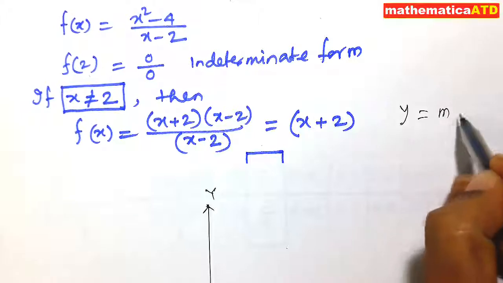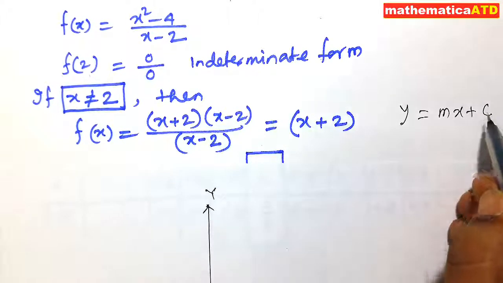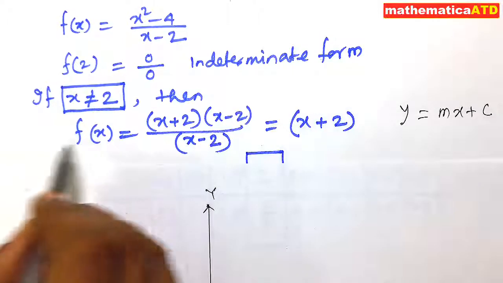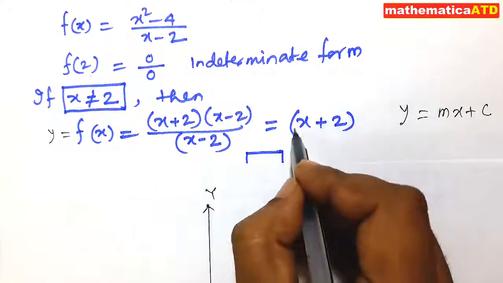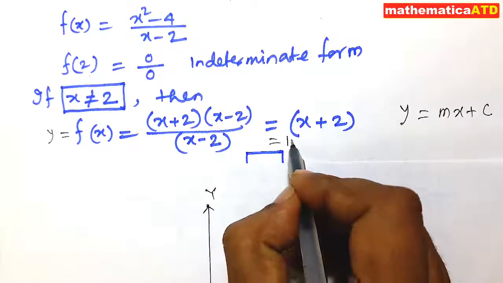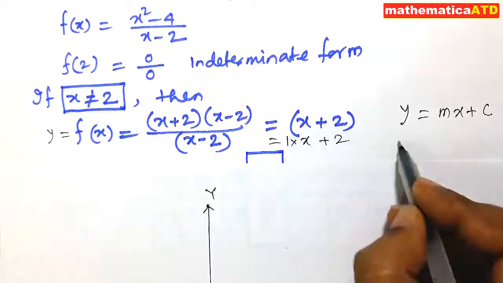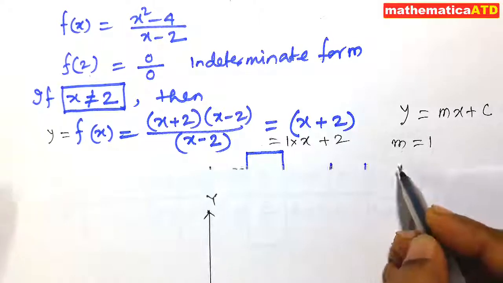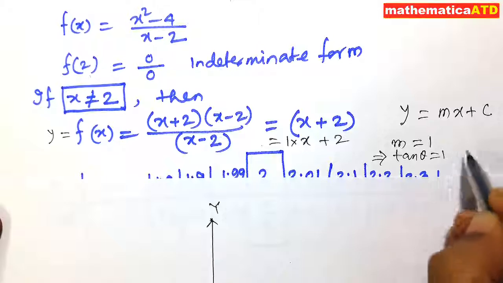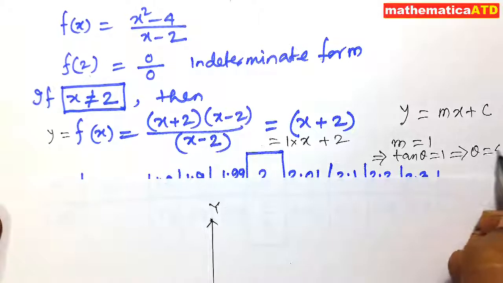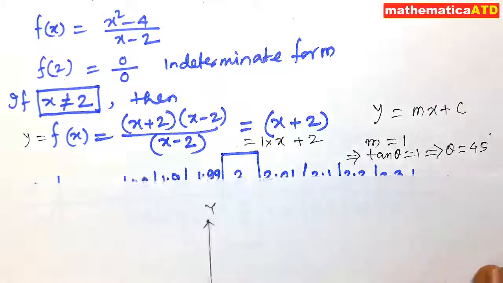y is equal to mx + c, where m is the slope and c is the y-intercept. And from this one, this is f(x) means your y is equal to x + 2, means 1 into x + 2. So the slope is 1. m is equal to 1 here. What is m? m means tan θ. tan θ is equal to 1. It implies that θ is equal to 45 degrees.